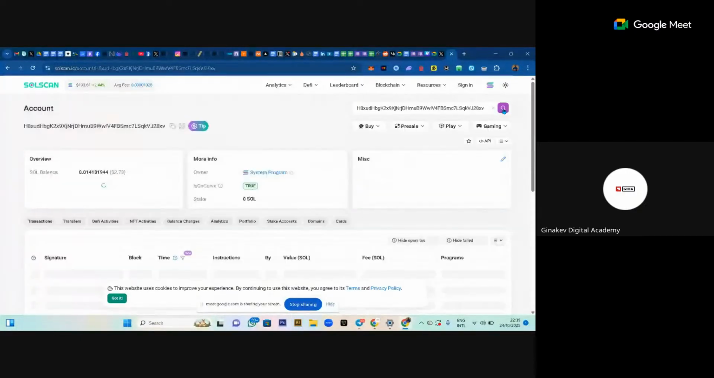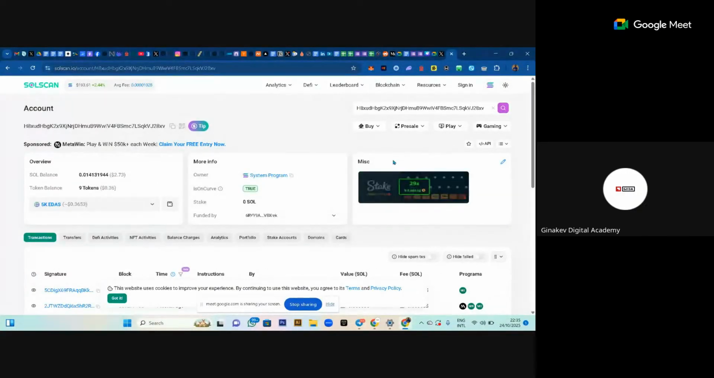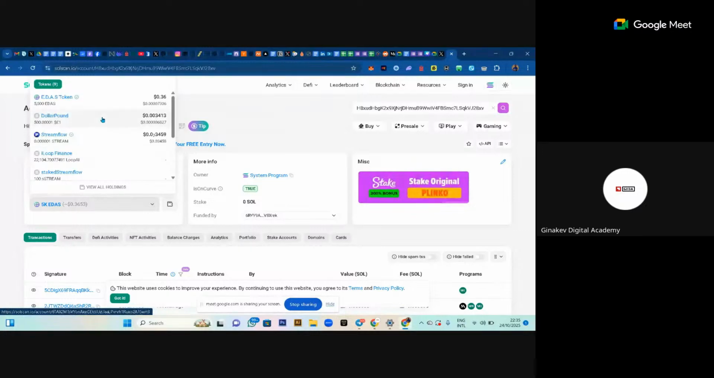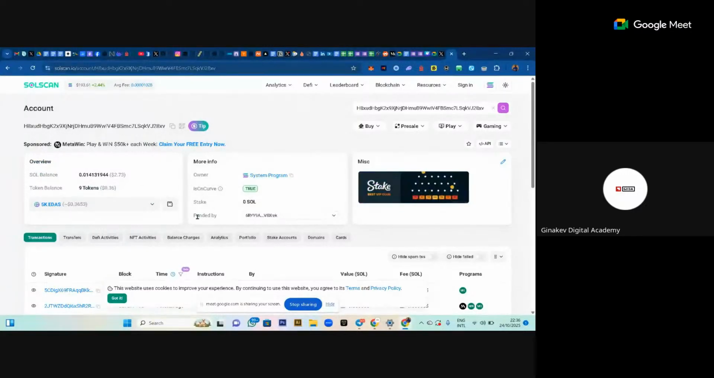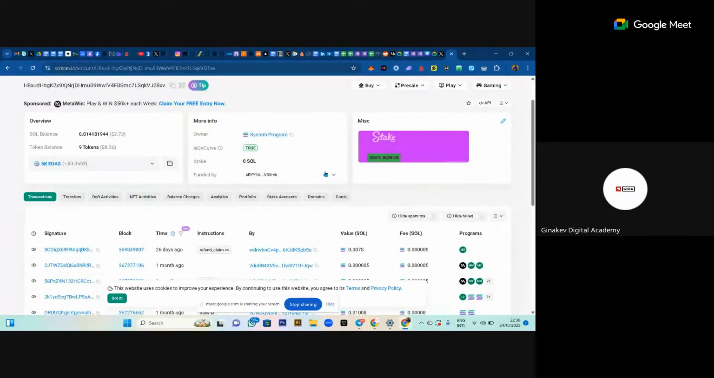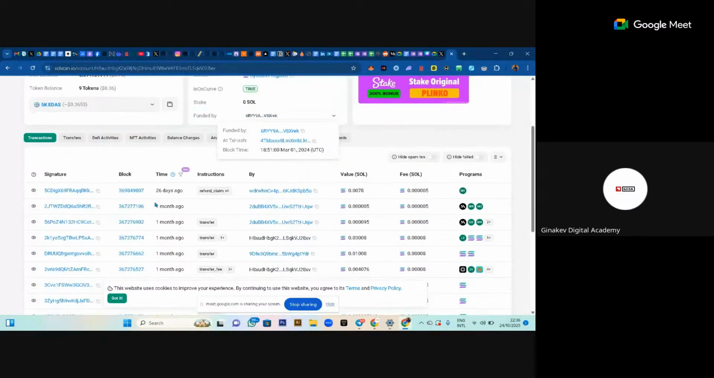Check this wallet now, the wallet that is funding that wallet. Okay, there are 9 tokens in this wallet. Look at it: EDAS, dollar pound, stream flow, iLoop, stake. Wow, this is all the tokens in this wallet, right? So am I staking anything in this wallet? No, right? So what is in this wallet?